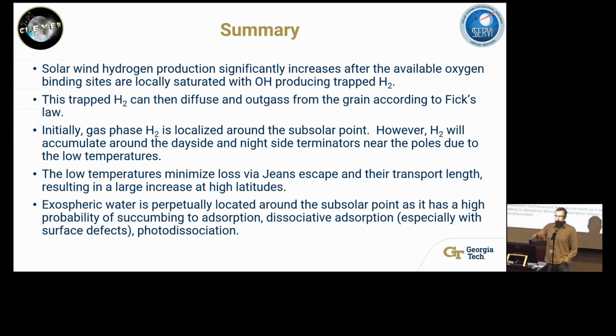Water is a little different because it has lots of loss mechanisms. So the overall transport length is pretty short compared to hydrogen. And so you don't really get that buildup in the cold parts.